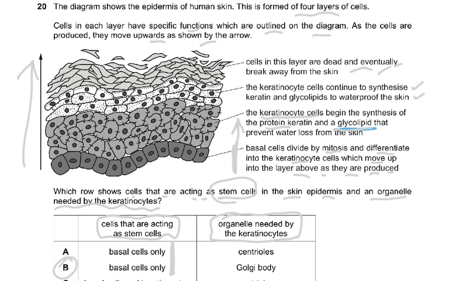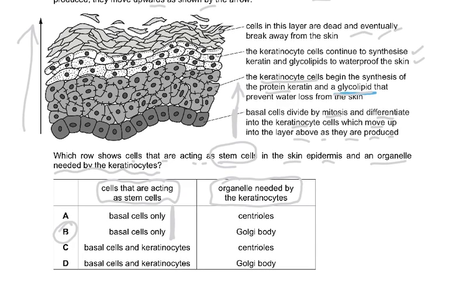Now, why is the answer B? Because it's basal cells and it's the Golgi body. Glycoprotein and glycolipid are the Golgi body's work. Centrioles are not needed here; they are required in cell division, where they help in spindle formation.